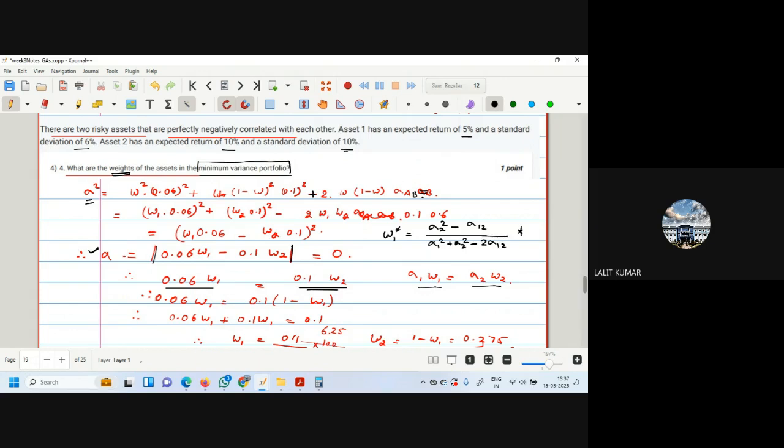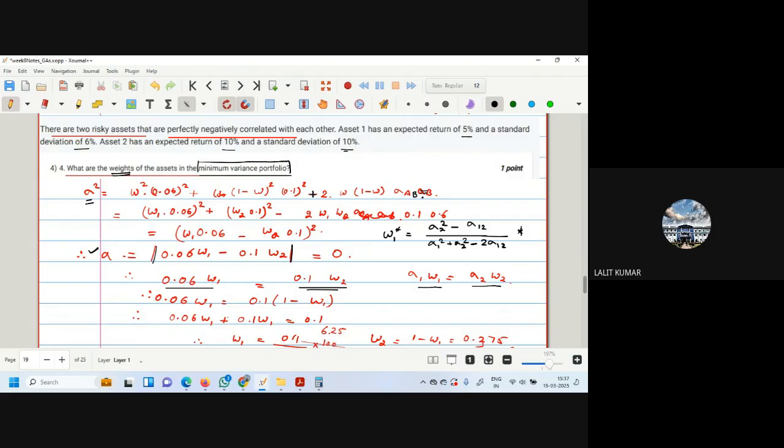Okay. Here the correlation value is negative, right? So we can substitute the values and find out W1 and W2, and then we can find out the variance. Yes, that also can be done. I'm just explaining why, because if you forget the formula and you have got the concept, still you can do that.